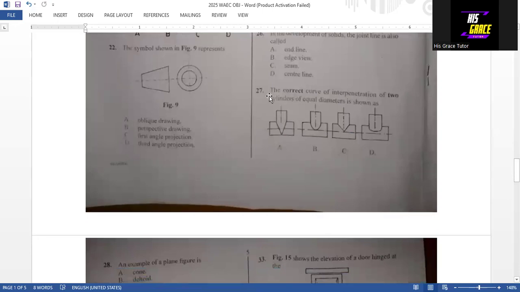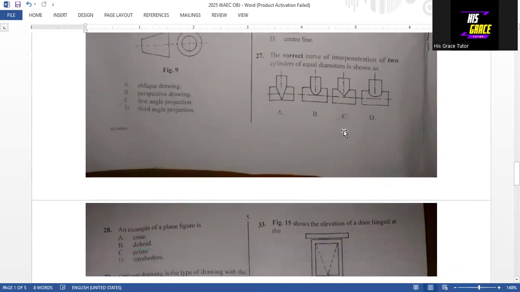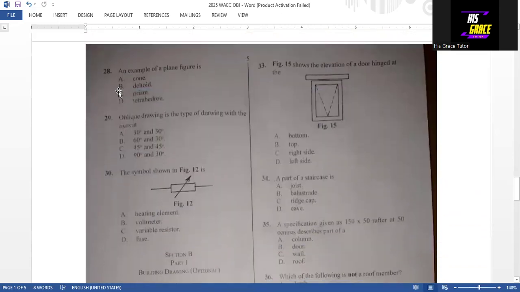Question 27, the correct curve of interpenetration of two cylinders of equal diameters is shown as option C. Then question 28, an example of a plane figure is a deltoid. That is option B, which gives us the answer to question 28. Question 29, oblique drawing is the type of drawing with the axis at 45 degrees. So that is option C, the answer to that question.